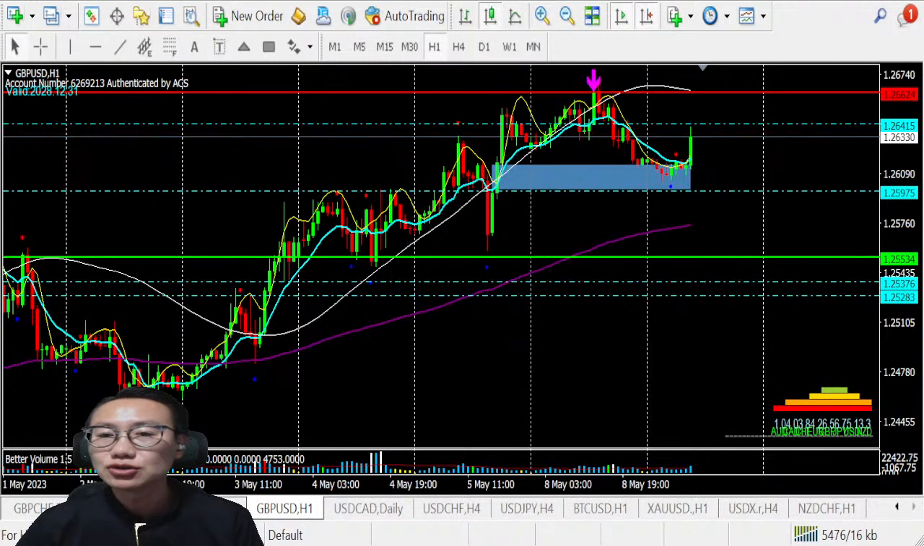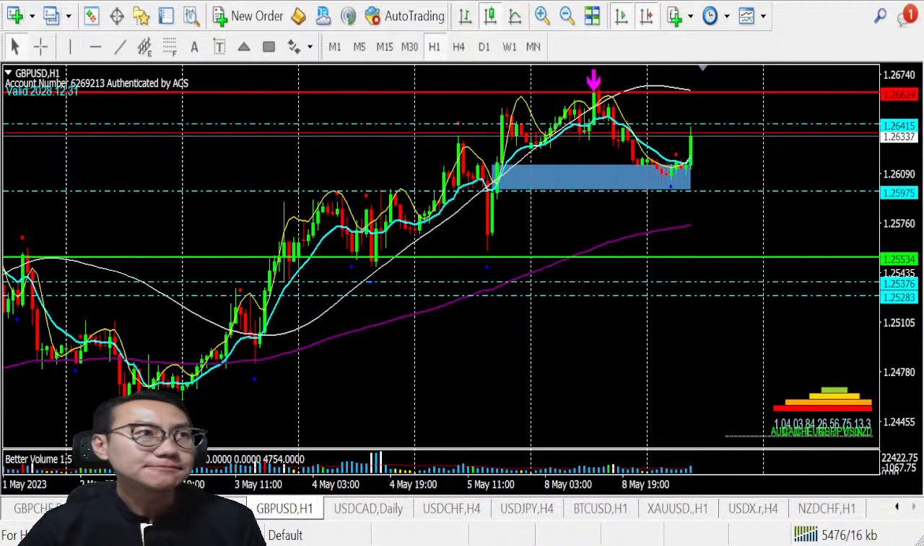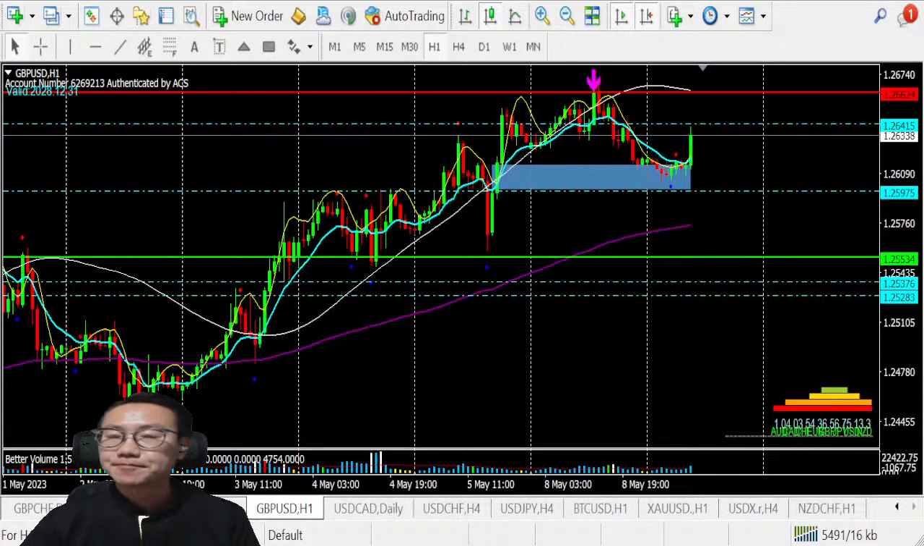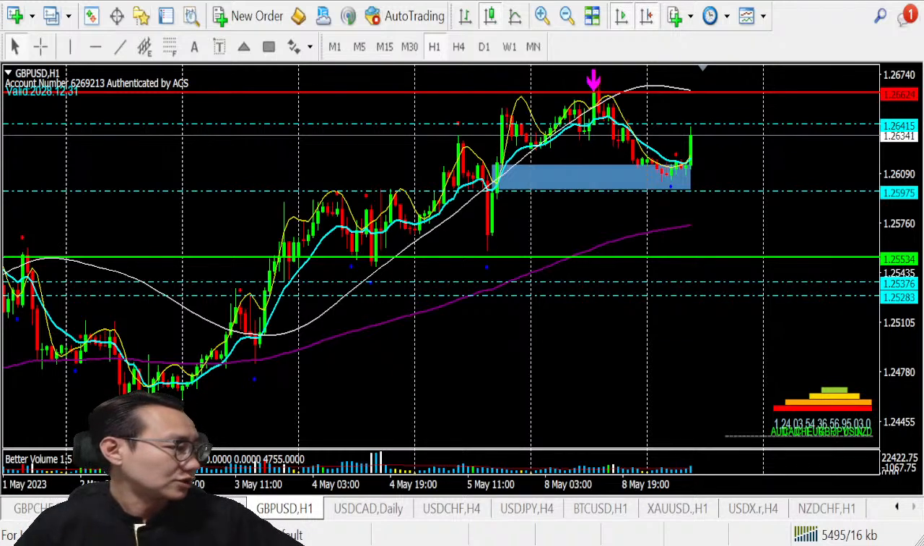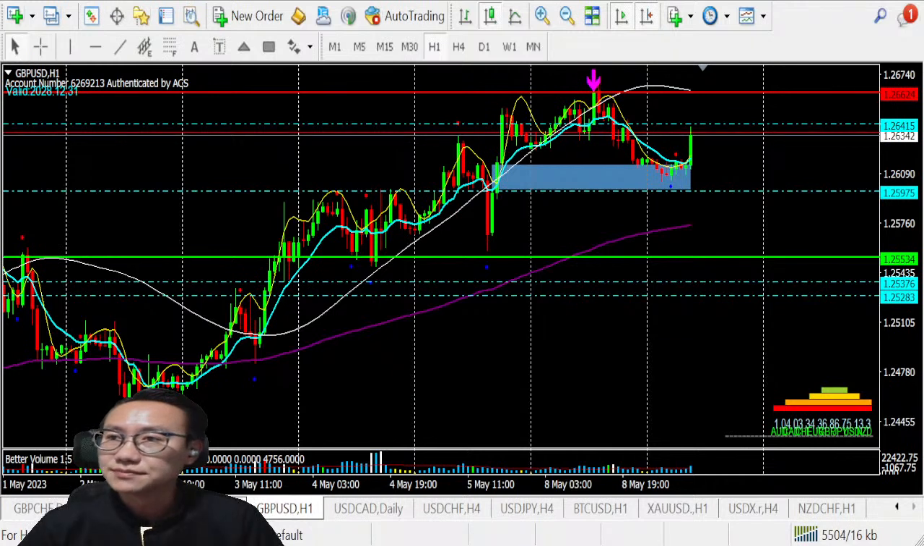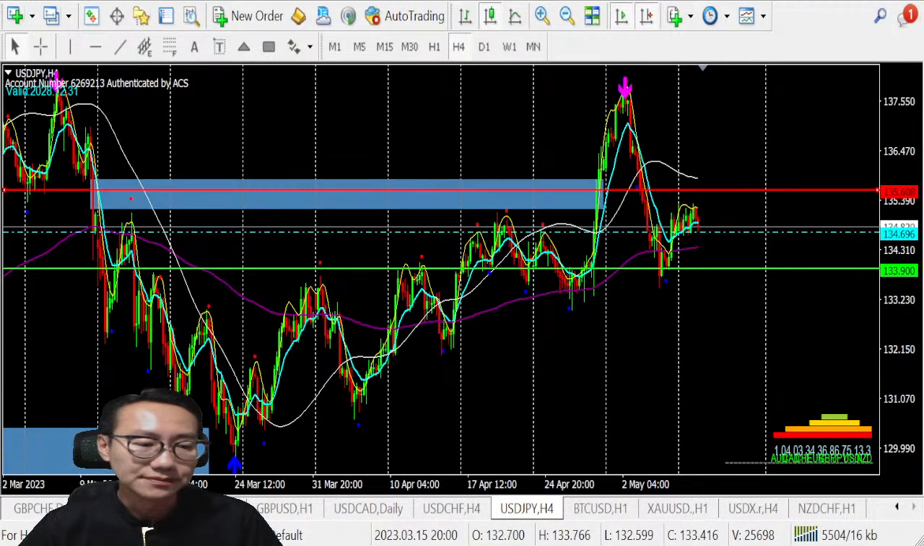Okay, right here. Just now we were talking about some of the currency pairs that will be good to stay focused on. Let me pin it. Okay, now let's think about dollar yen. Let's see dollar yen.